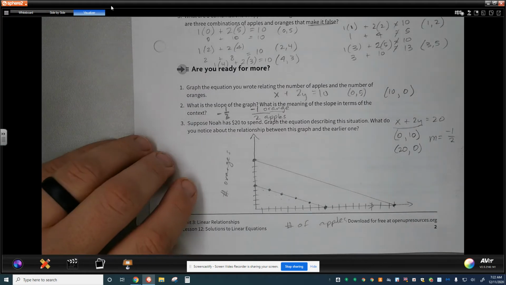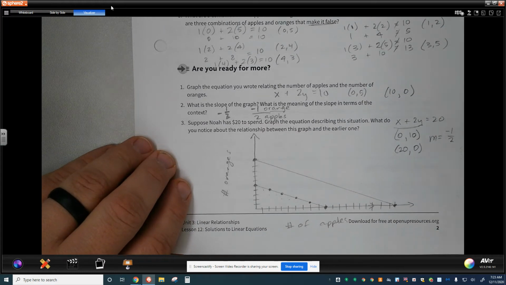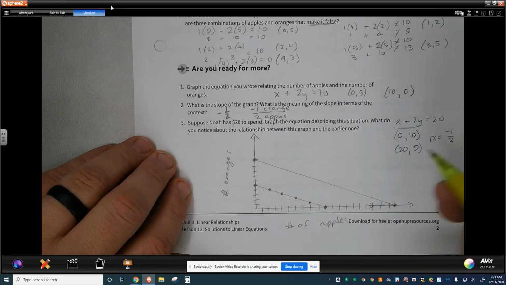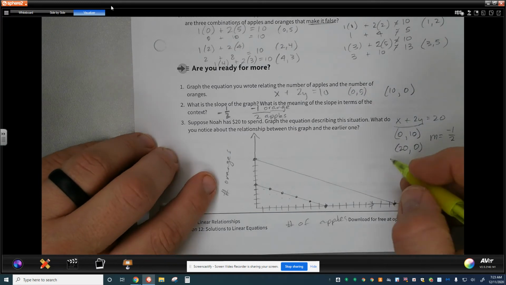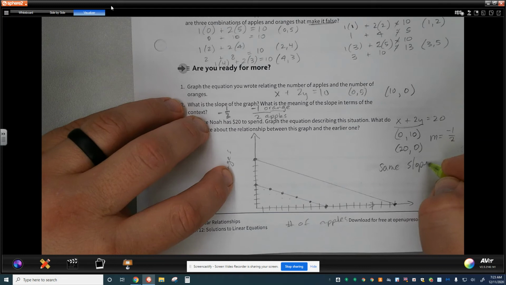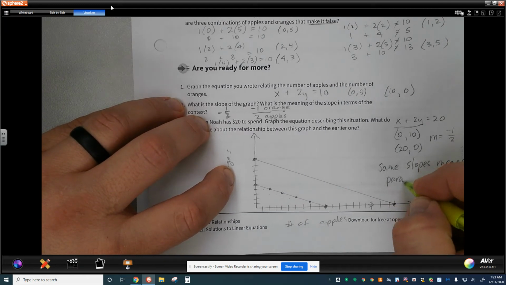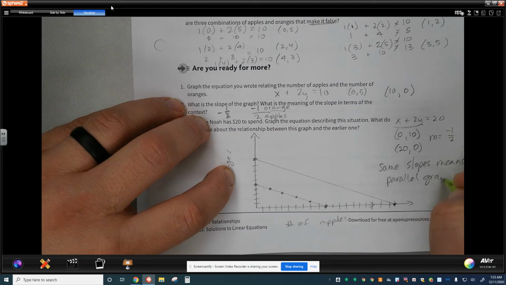So the situation, what do you notice about the relationship between this graph and the earlier one? The slopes are exactly the same, and that made the two lines parallel. So same slopes means parallel graphs.